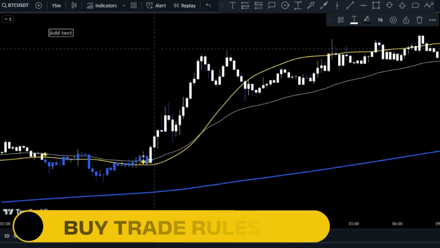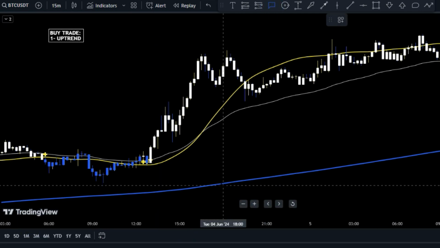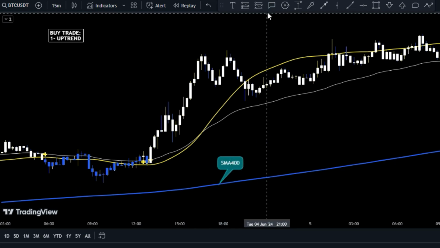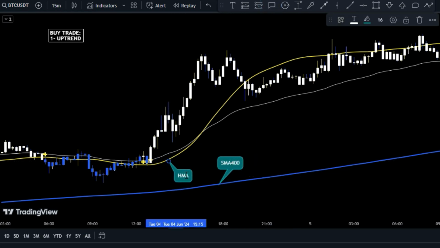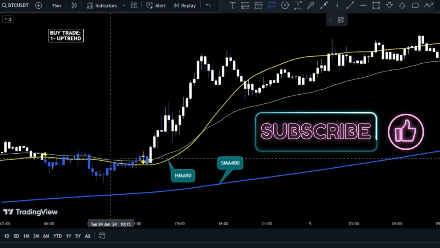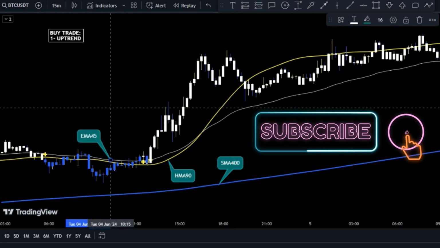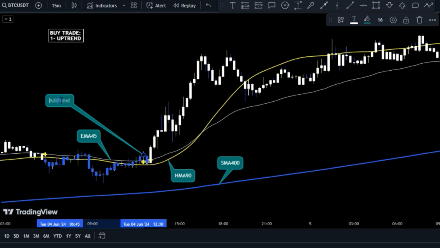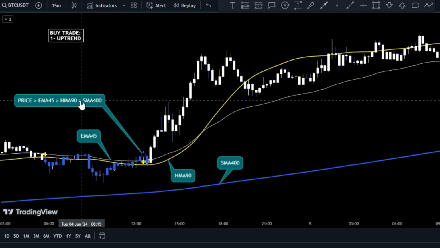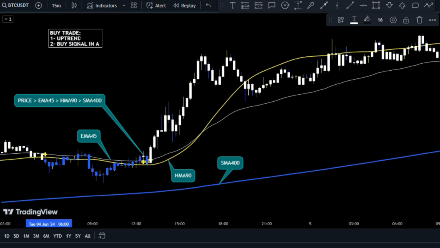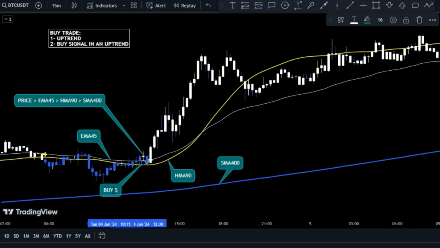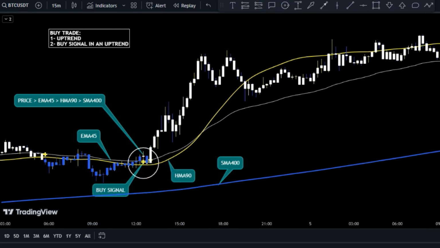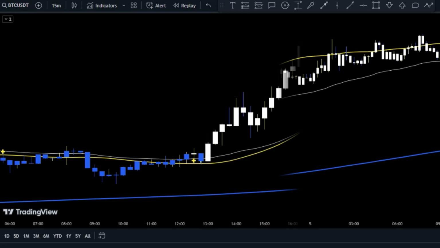And to execute a buy signal using our strategy, follow these steps. First, ensure the market is in an uptrend to increase the probability of a successful trade. Confirm the uptrend by checking the order of the moving averages. The EMA 45 should be above all other moving average lines, and the HMA 90 in the middle, and the SMA 300 below all the moving averages. Candles should also be above all the moving lines. Next, wait for a bullish cross signal, which will serve as our buy signal. Once all conditions are met, you can confidently enter the buy trade.